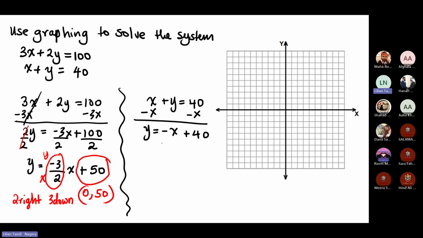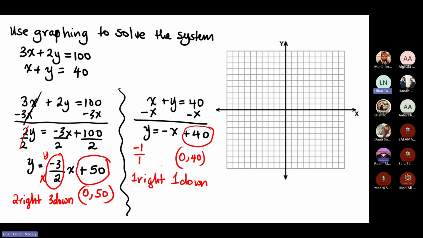Now, when I come here, my slope will be negative 1 over 1. So that means this is 1 right, 1 down. I don't want to write it like that. Let me write it like this. Miss, if x is negative, we will move left. Yes, you should know that. When x is negative, you go to the left. When x is positive, you go to the right. And then my point is my y-intercept, which is (0, 40).